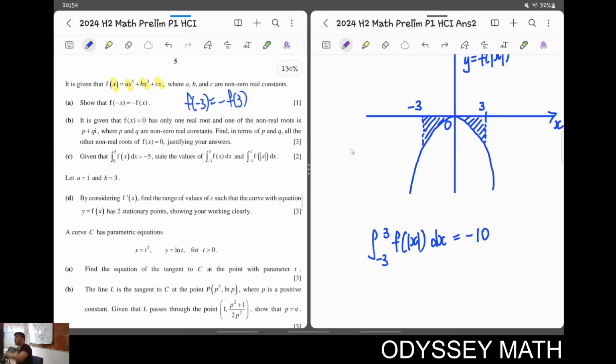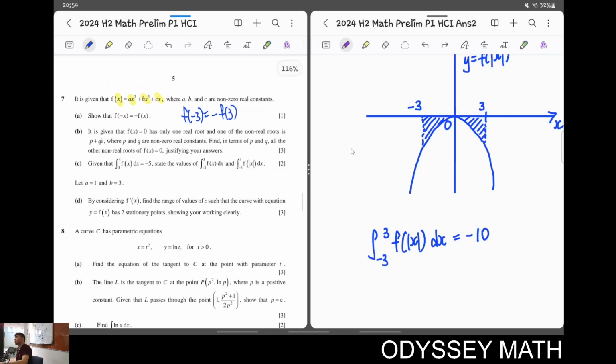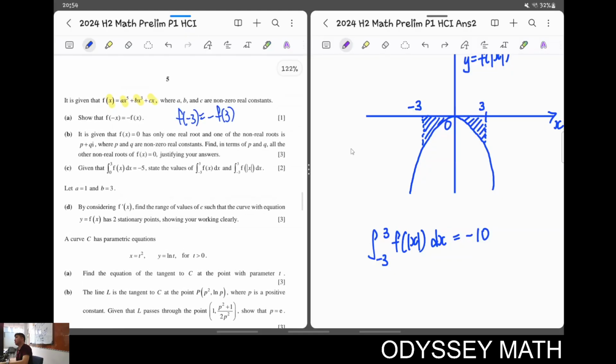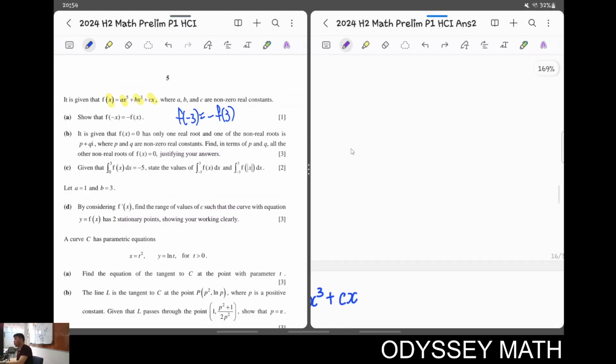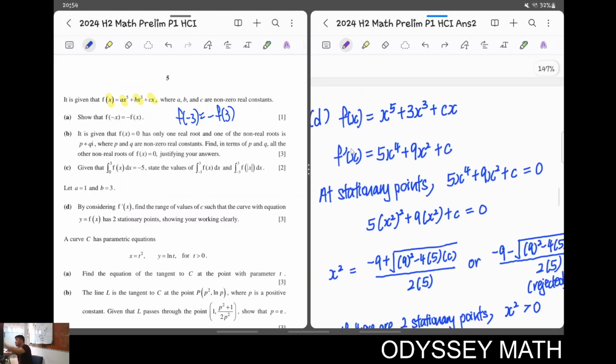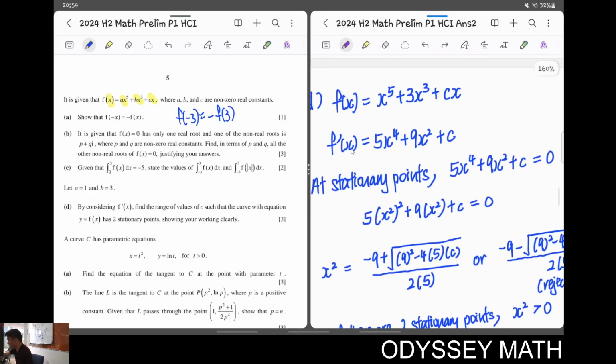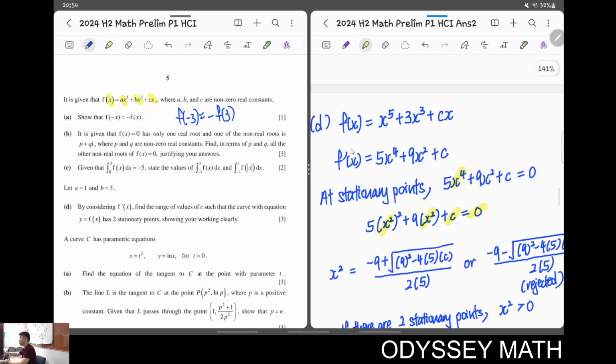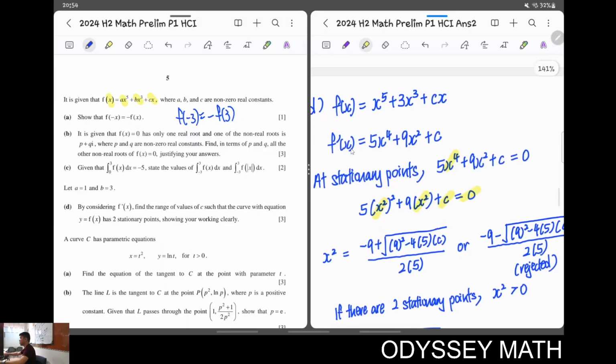Okay, 7D. Let A equal 1 and B equal 3. By considering f prime x, find the range of values of C such that the curve with equation y equals f(x) has two stationary points, showing your workings clearly. So we differentiate after letting A be 1 and B be 3. At stationary point, 5x to the power of 4 plus 9x squared plus C equals 0. What I do here is rewrite it as 5(x squared) whole squared plus 9x squared plus C equals 0. So in a sense, this is in the form of ax squared plus bx plus c equals 0.